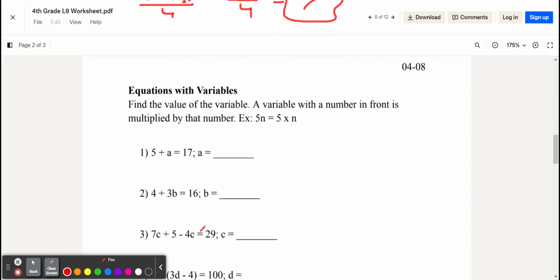So even here, you might see some order of operations. And if there's just something like 5n, that means 5 times n. This is just the shorter way of saying that. So 5 plus a equals 17. To solve this, we subtract 5 from both sides. a equals 12, because 17 minus 5 is 12.